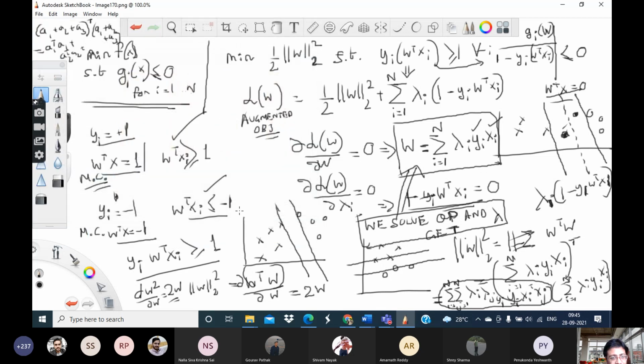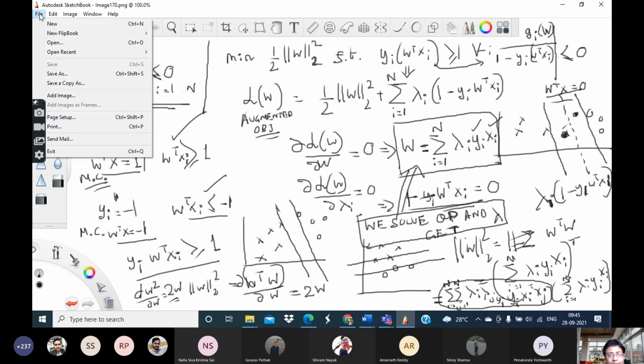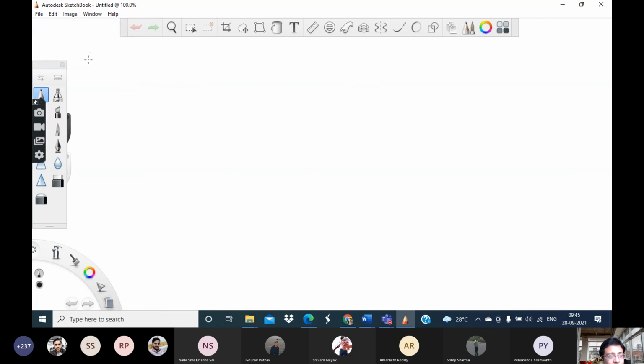Sir, here n is the length of the data set, right? N is the number of points in the data set. w and x are both d-dimensional real vectors, and there are n data points. So finally what you get is w is equal to the sum over i equal to 1 through n of lambda i yi xi.